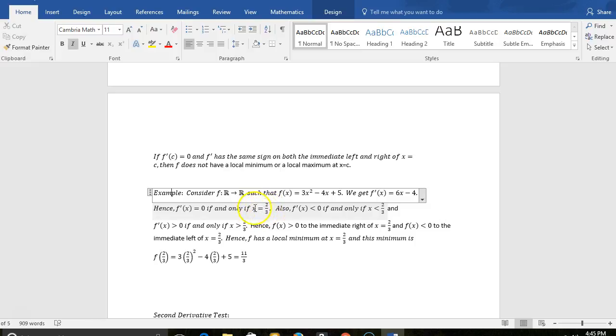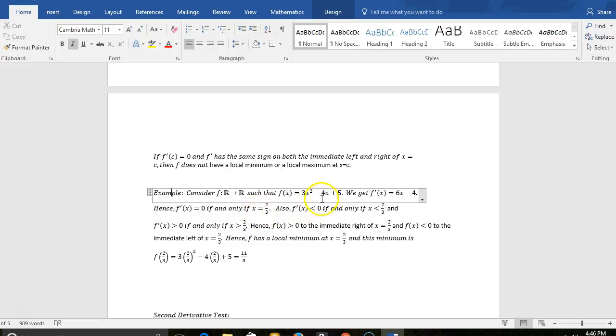Now we know from algebra 2 that the coefficient in front of x squared is positive 3. So from algebra 2, we know that we're going to have a local and, for that matter, an absolute minimum located at x equals 2/3. The x equals 2/3 came from calculus.